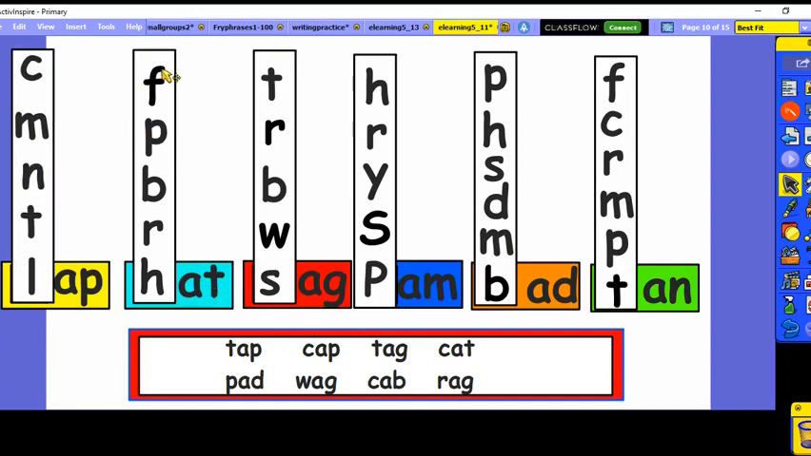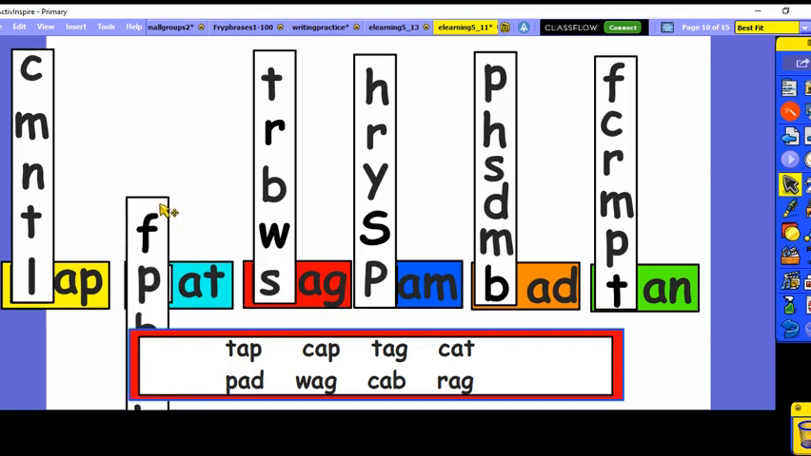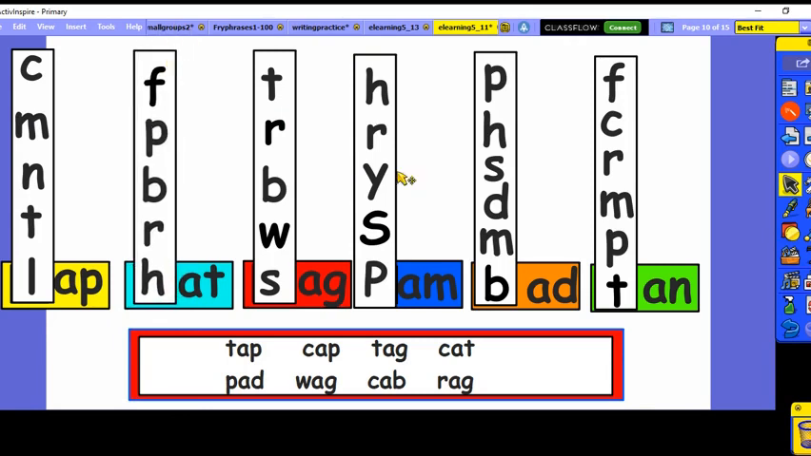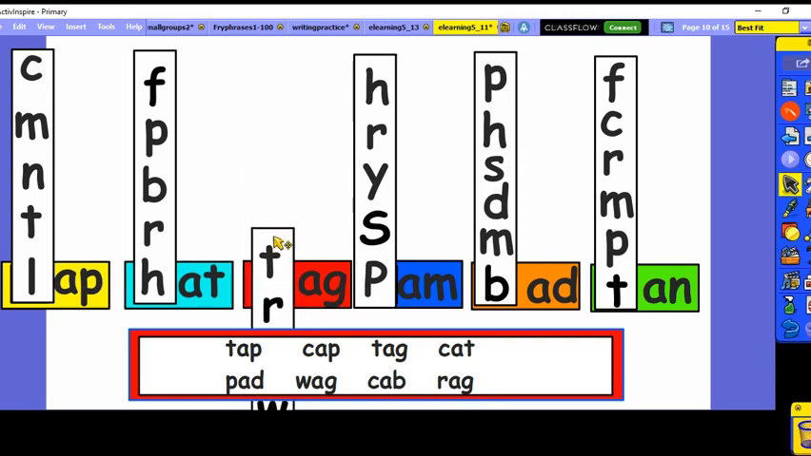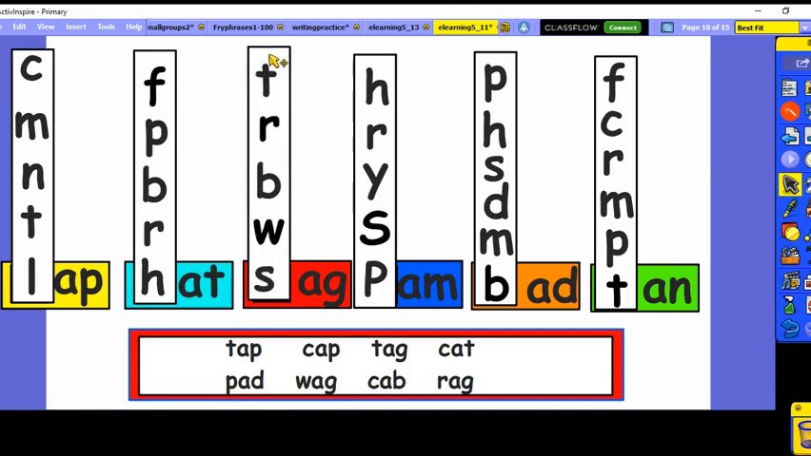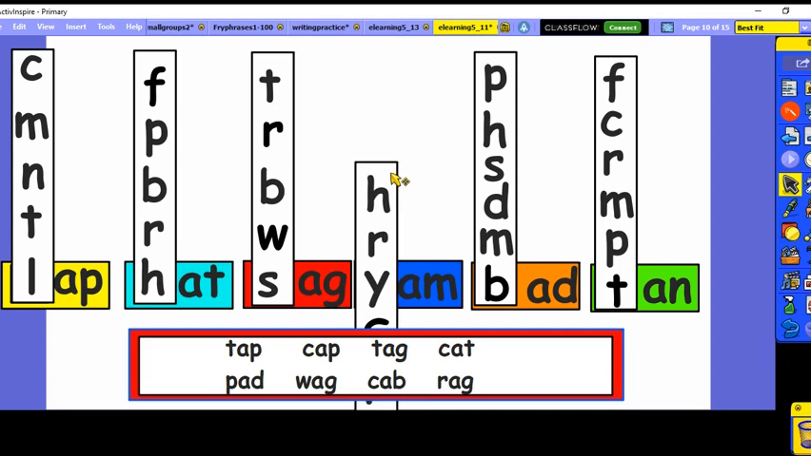Okay, these are at, hat, rat, bat, pat, fat. Ag, sag, wag, bag, rag, tag. Am, Pam, Sam, yam, ram, ham.